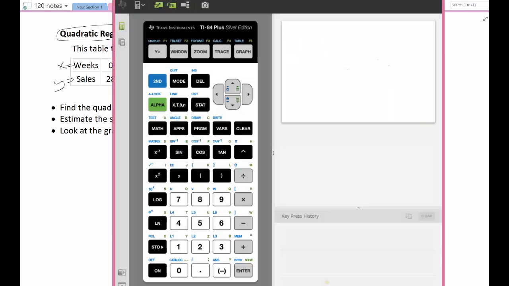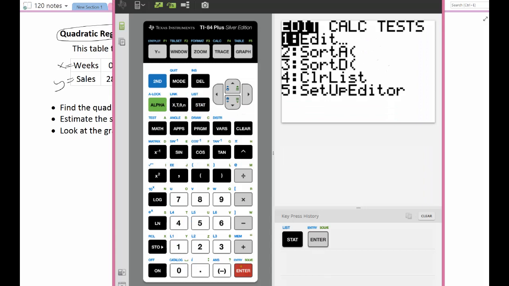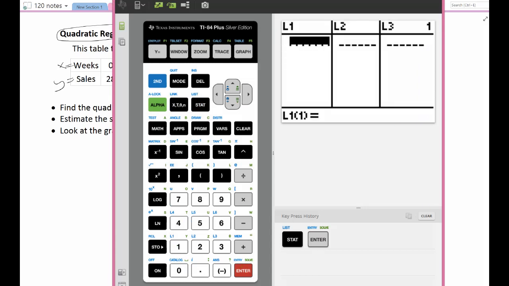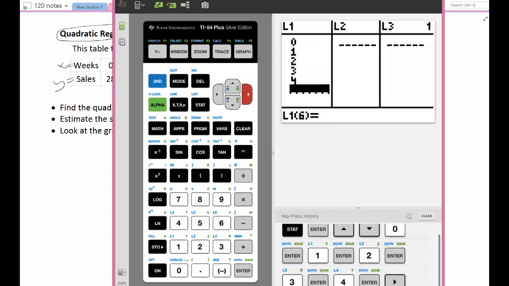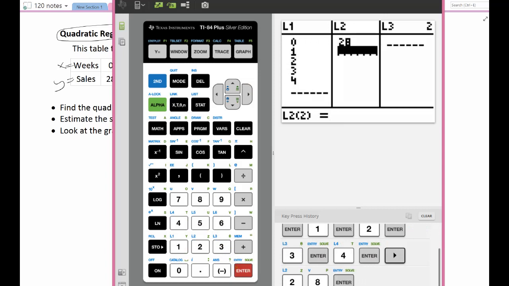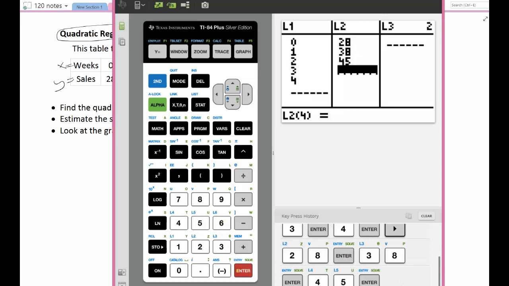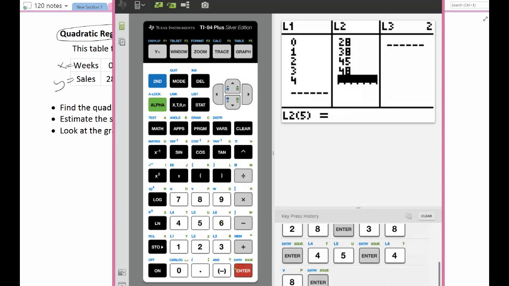So we're going to go into the calculator. You're going to go into the stat key, you're going to pick edit. If you have anything in your list, clear them out. Remember, you highlight the list and then hit clear. List 1 are going to be the weeks 0 through 4. List 2 are our sales, paired with each of the weeks. So 28 goes with 0, then 38, 45, 48, and 46. Quick double check, make sure I typed them in right. So 28, 38, 45, 48, 46.